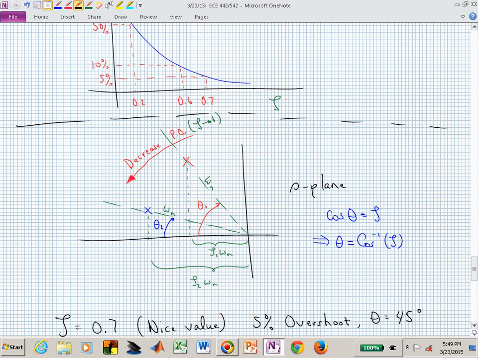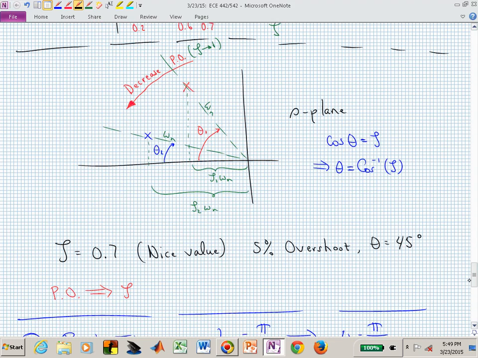Here's the S-plane picture that you want to burn into memory if you're thinking continuous time performance specifications. If you want to decrease the percent overshoot, you're wanting your zeta value to go closer to 1, or that angle, theta 1, is going to collapse or shrink or get smaller and maybe approach theta sub 2. That will produce less overshoot. Percent overshoot translates into zeta, which is related to the angle theta, via cosine theta is equal to zeta.